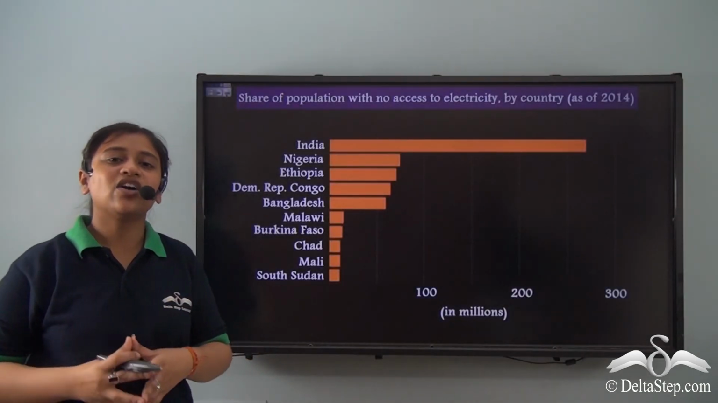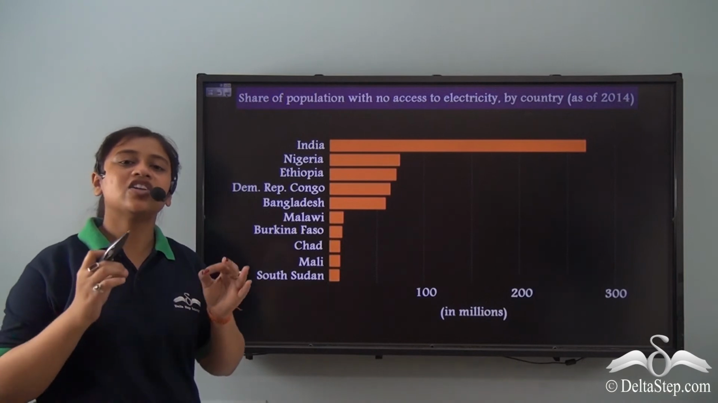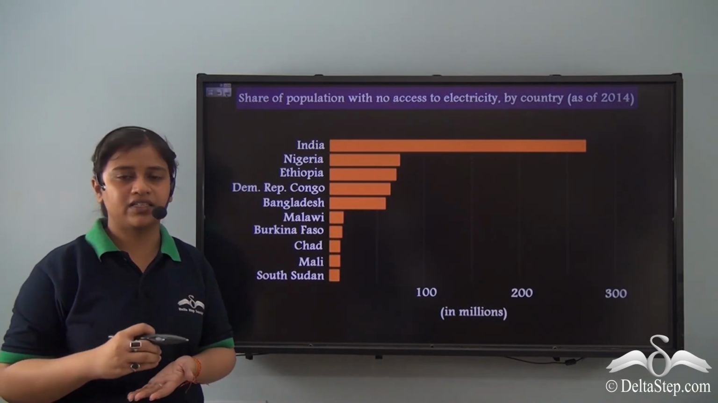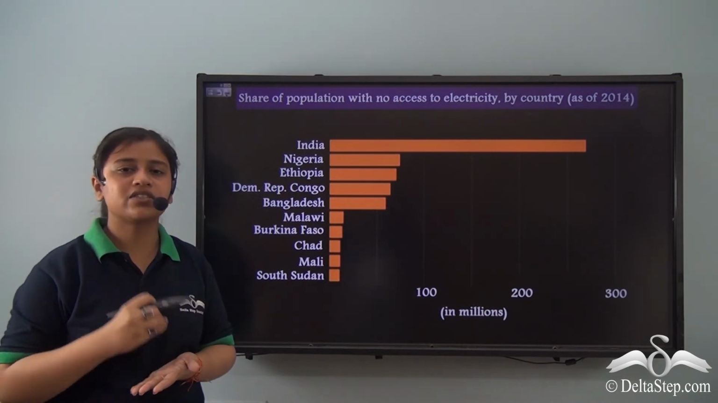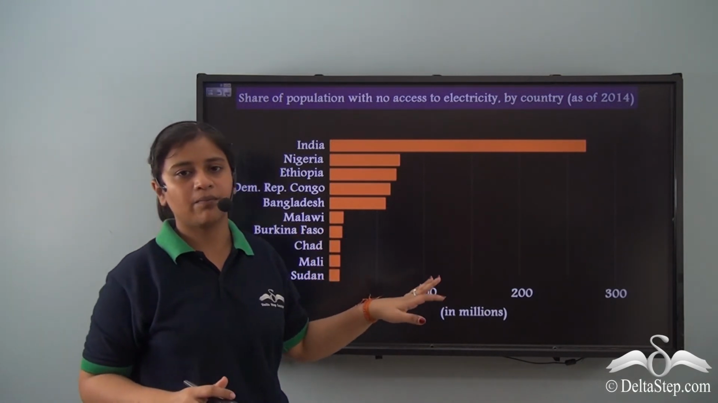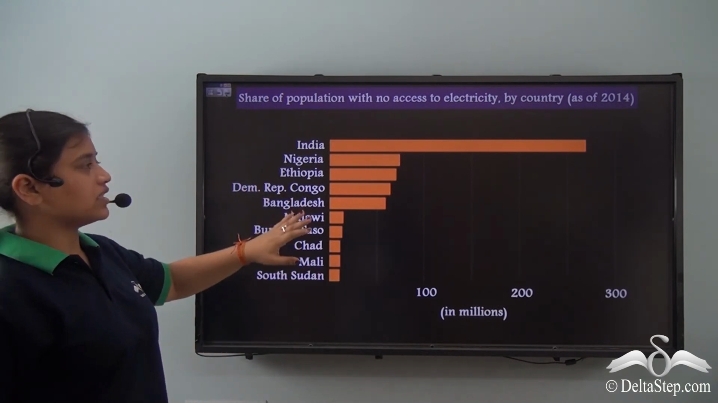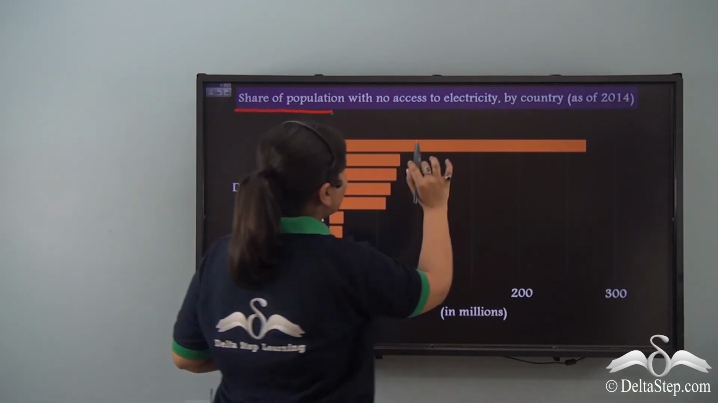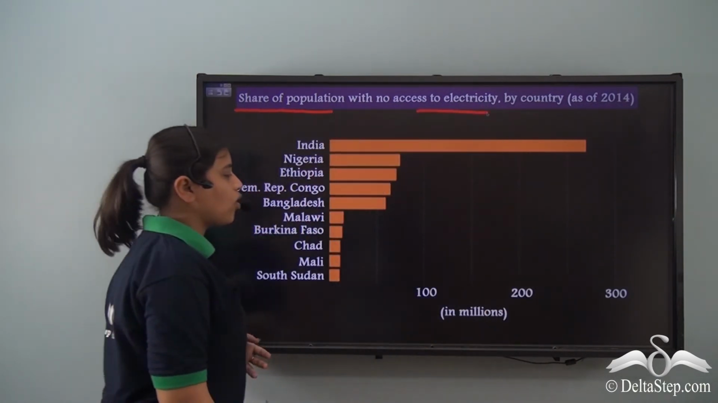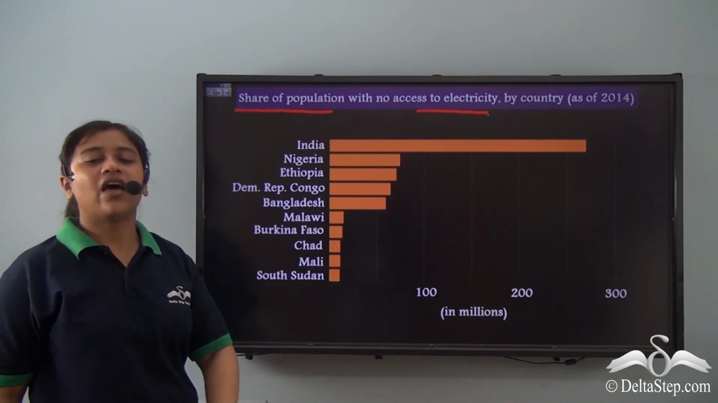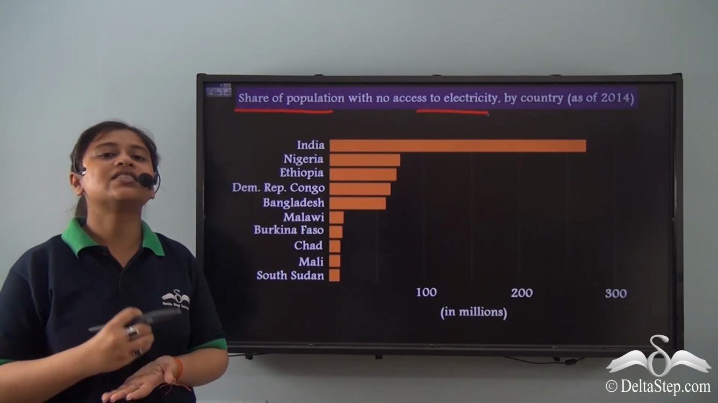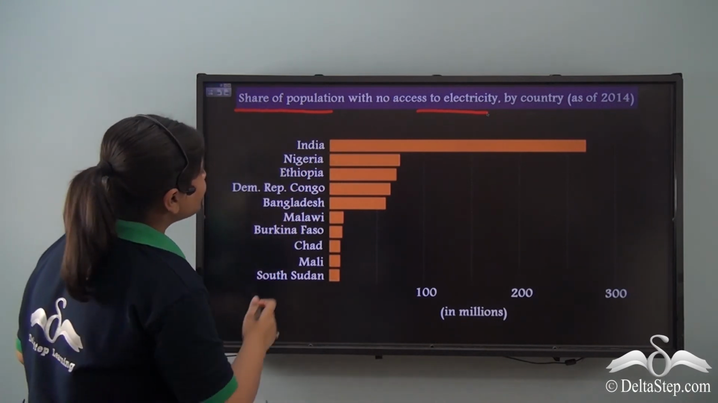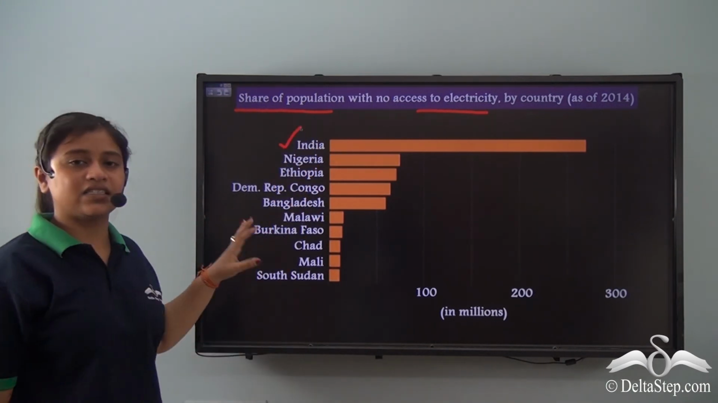So to throw light on the fact that our measures are not enough to combat climate change and the problems we are facing because of using these limited resources, here is this particular example. This is a report from 2014 that shows you the share of population with no access to electricity at all. So these are the different countries that have faced electricity crisis in the year 2014. Now, you see that India is topping the list.